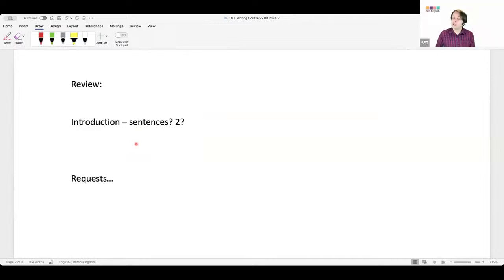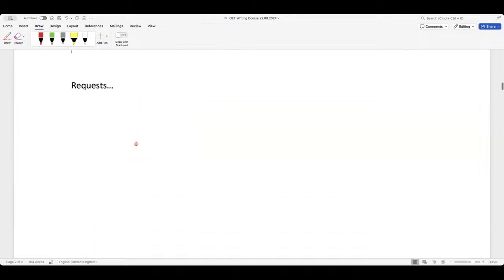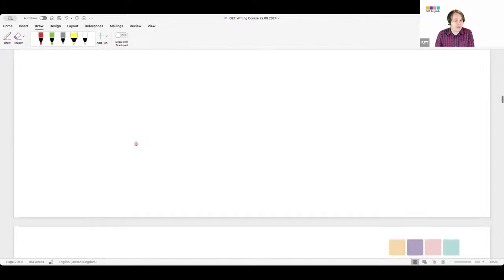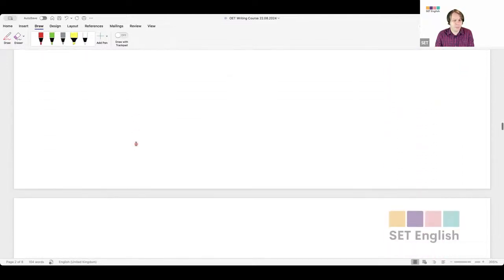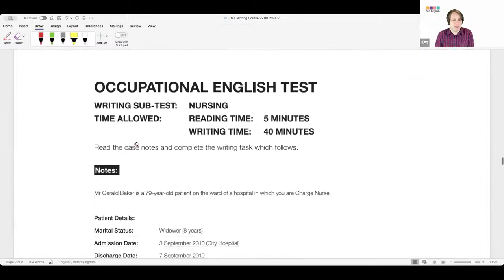Sentence one is who, where, and why. I want to do a quick practice, very, very quick practice. Can everyone see this here? Oops. Right. Can everyone see?